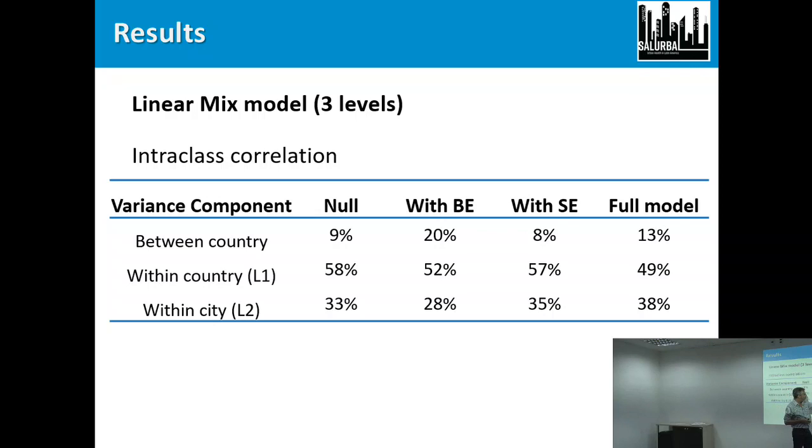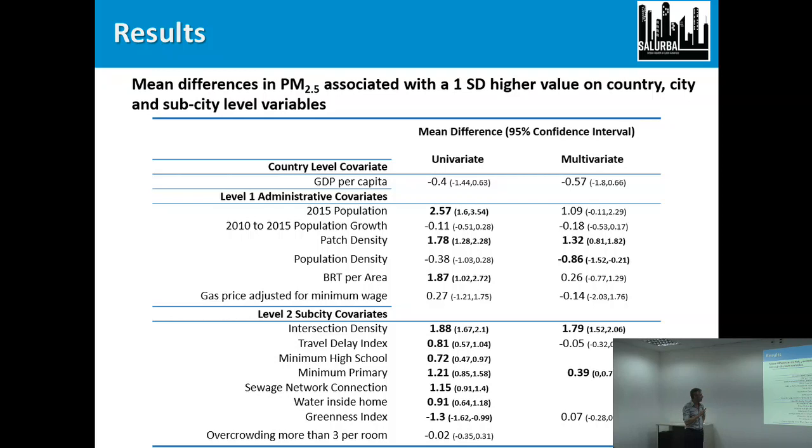And basically you can see that most of the variation in air pollution levels is within cities and between L1s and L2s. And only 13% is between countries. So most of the variation in air pollution is local. Basically, this is what this model is showing us. Most of the variation is local, among cities within a country. It's a preliminary model, but it's just to give us an idea of the variables.